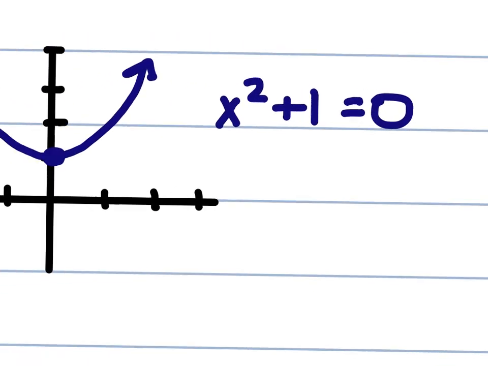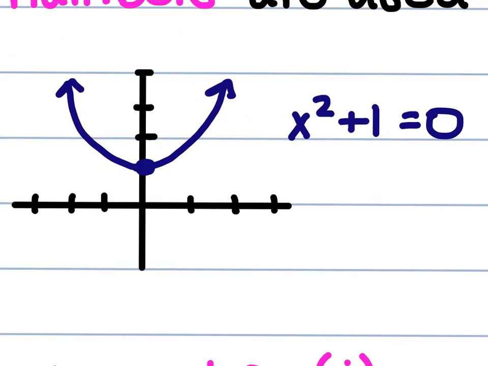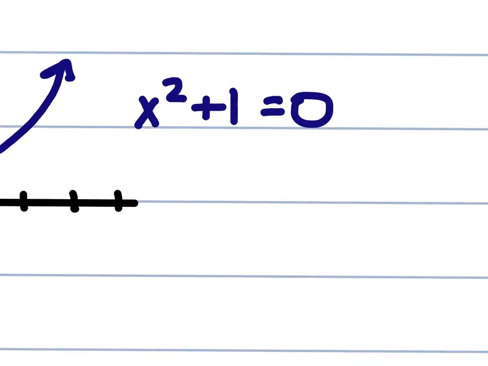This is the graph of x squared plus 1. That's what it looks like. It doesn't really look like a problem, except for what happens when we try to solve it. When we try to solve it, we subtract 1 from both sides and we get here. And then we would take the square root of both sides and we would get x is equal to plus or minus the square root of negative 1.